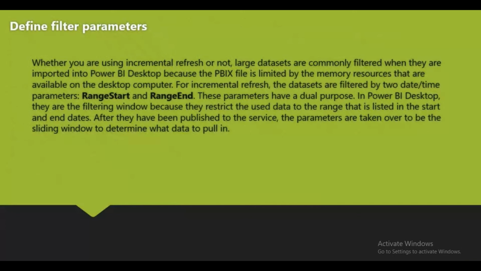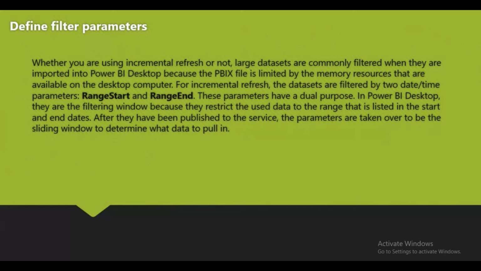So let's talk about how to define these filter parameters. I have to define two filter parameters. One is range start and the other is range end. What are these two? What range start means is that I want to tell Power BI that I want to load the data set from, let's say, year 2015 to year 2020. I don't want to start from year 2000 once again and load from the beginning of 2000 to 2020. I don't want to do that.